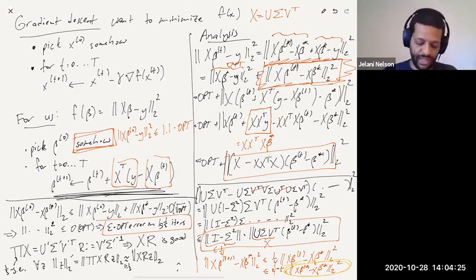So overall, your runtime becomes something like sparsity of X times log 1 over epsilon, because log 1 over epsilon is the number of iterations, plus some poly D times log 1 over epsilon. The poly D is there because there's a poly D cost up front to compute R, to compute the SVD, and then there's another poly D per iteration, something like D squared to apply R. Okay. So any questions about anything on this slide or on this board before we talk about low rank approximation?